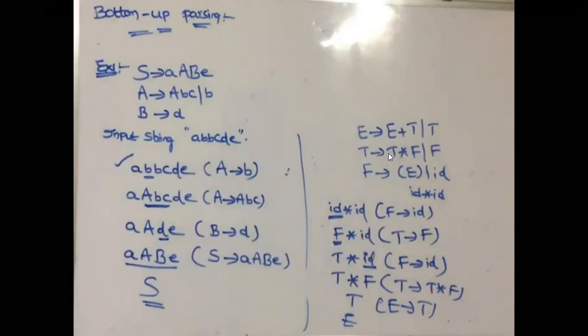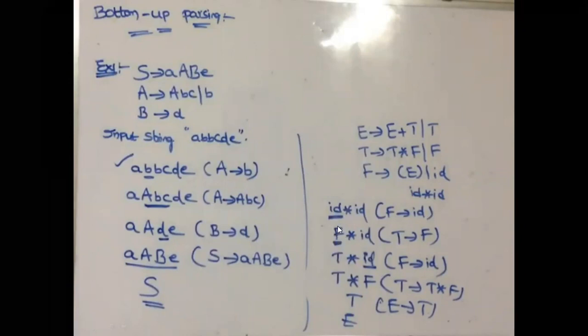Okay, so E is production with E plus T or T, and T is production with T star F or F, and F is production with open brace E or ID, and the given string is ID star ID. So here ID is replaced with F, so F is production with ID, then star ID. So we are considering ID as a substring and we are replacing this ID with production. F is production with ID, then F.